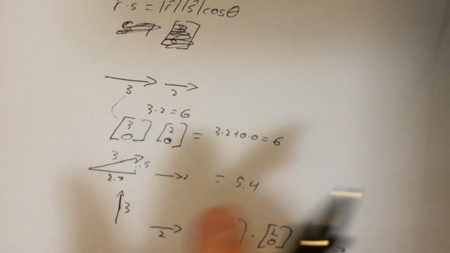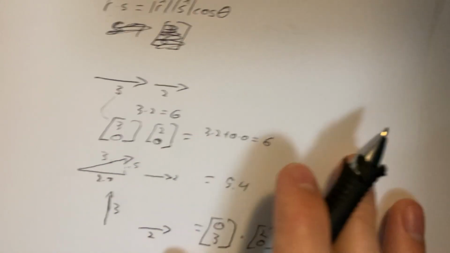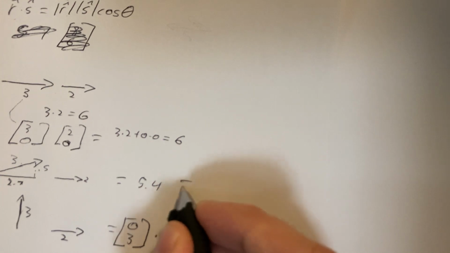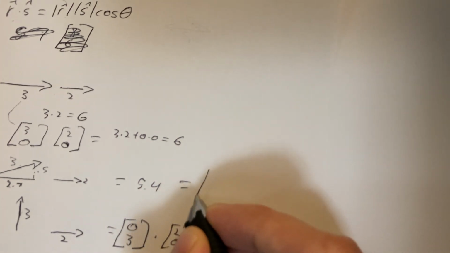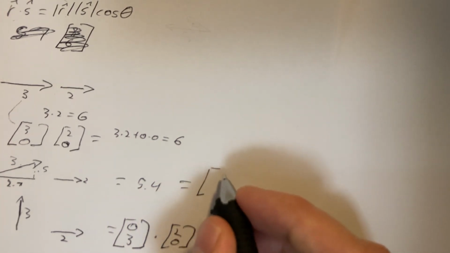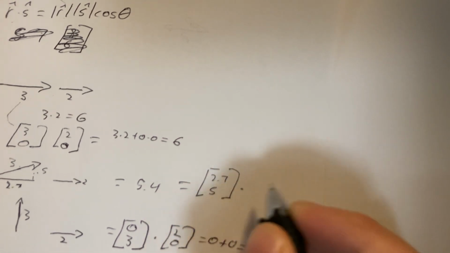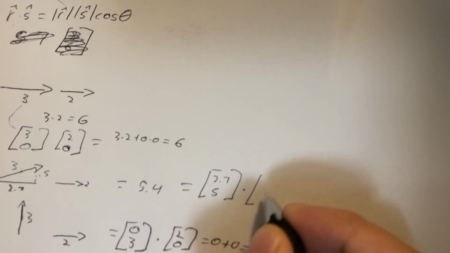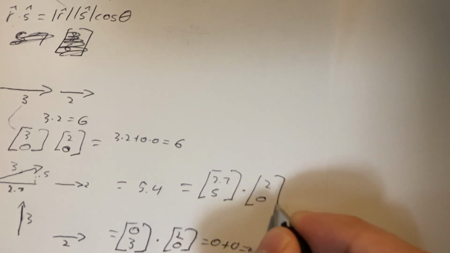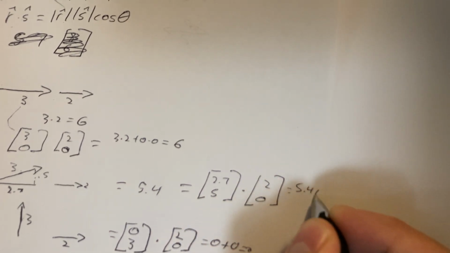For this one right here, again, these numbers don't really add up, but if we were to do the actual dot product, it would be more like, you could say 2.7 in the x direction, 5 in the y, dot 2 in y, so yeah, we're going to get 5.4 plus 0.